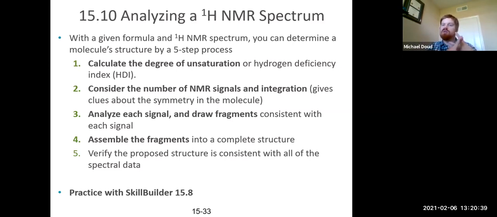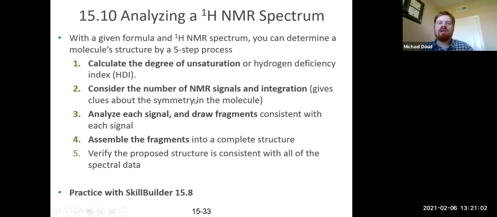The multiplicity, in other words, the splitting. Is it a doublet? Well, the doublet has to be split by a neighboring proton, whether that's geminal or vicinal. That's something that you need to consider. Then once you have something that represents each of those fragments, try to piece it together into a complete structure that's consistent with the data you have.